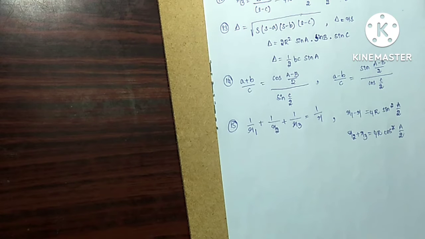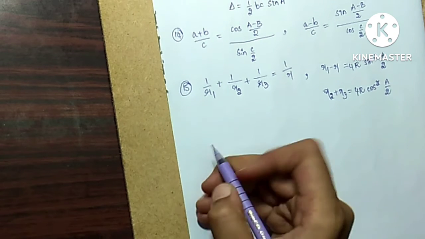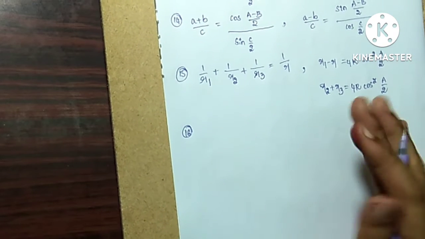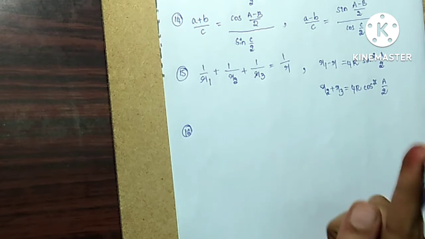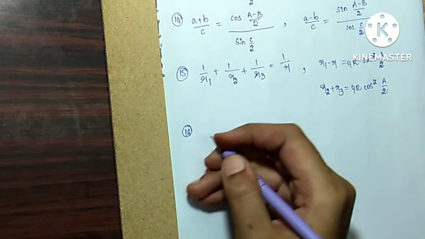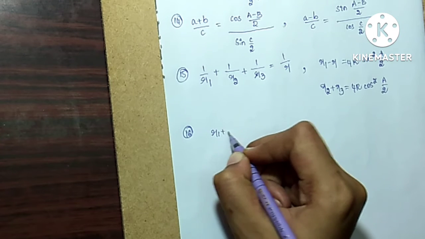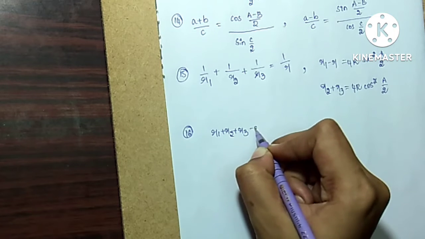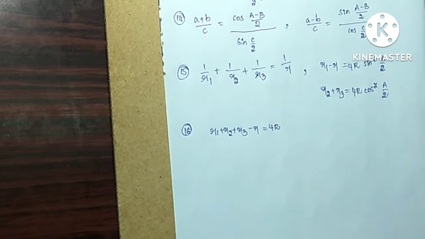Okay, now we will see our 16th formula. This is a very important formula. You will never make a mistake in this chapter. Next, r1 plus r2 plus r3 minus r is equal to 4R.